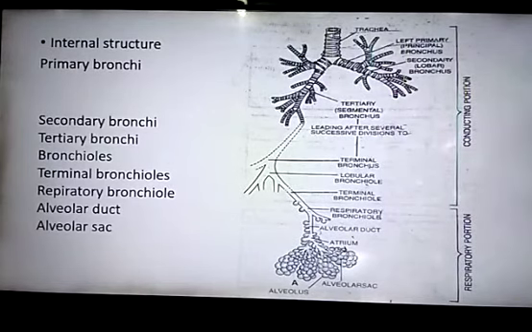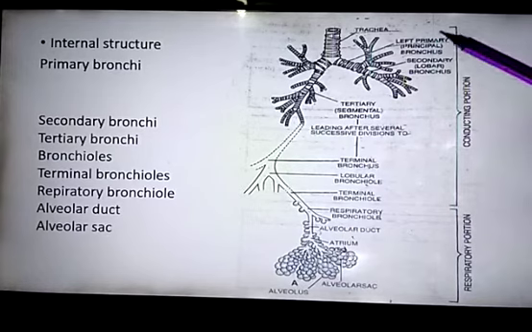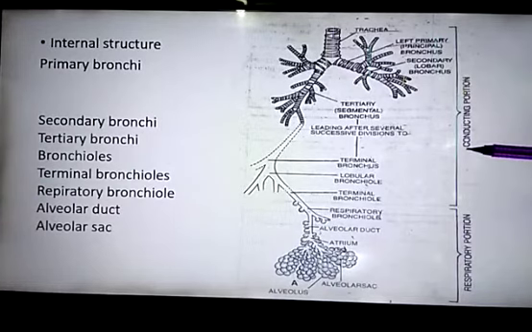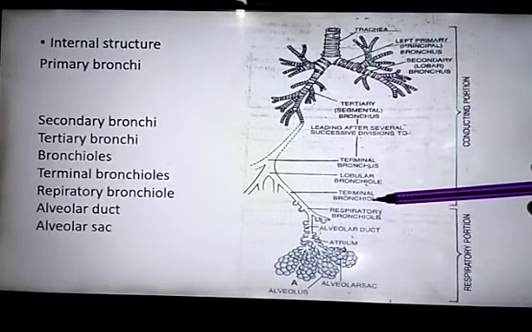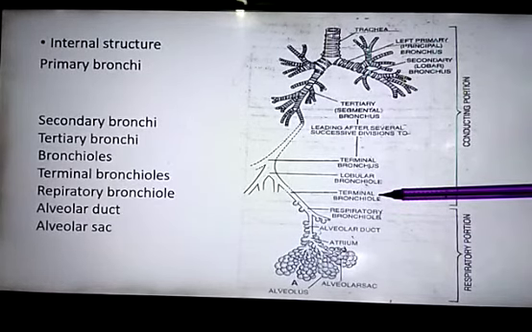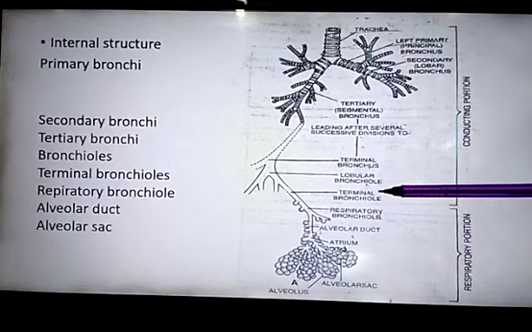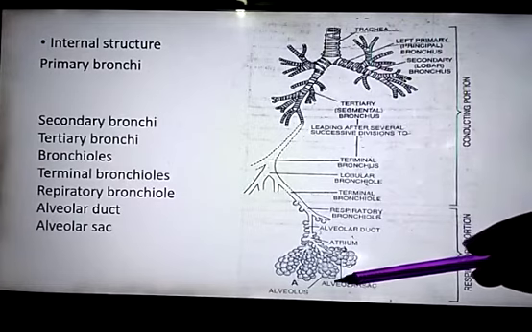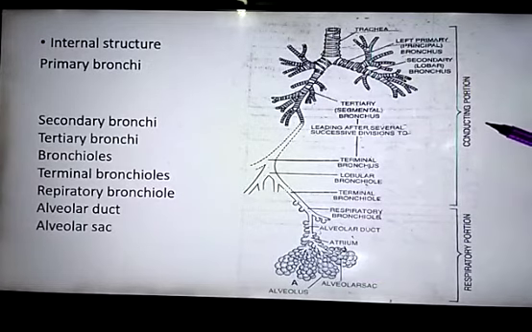The part starting with the external nostril up to terminal bronchiole is known as the conducting part of the respiratory system. What is the function of the conducting part of the respiratory system? Number 1, it transports the atmospheric air to the alveoli. Second, it clears the air of foreign particles. Third, it humidifies and also brings the air to body temperature.